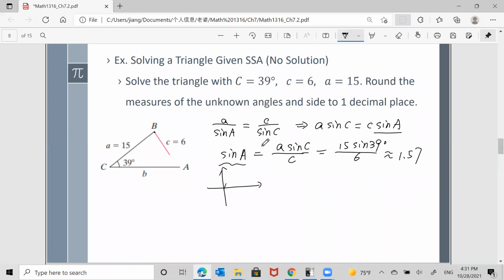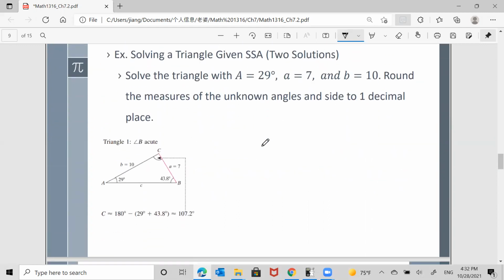The sine function is like this. I can continue to draw. So the maximum is 1, minimum is -1. And this number is more than the maximum of the sine A. That means that's impossible. So no solution. Because the sine A will never be 1.57 because it needs to be bounded by -1 and 1. This one is too big. No solution for this question.